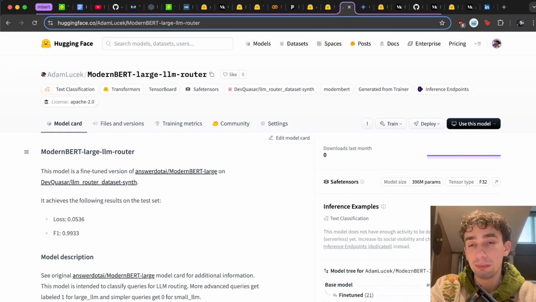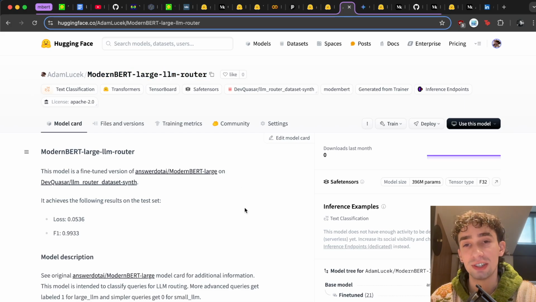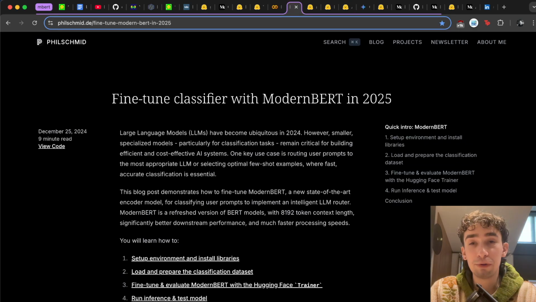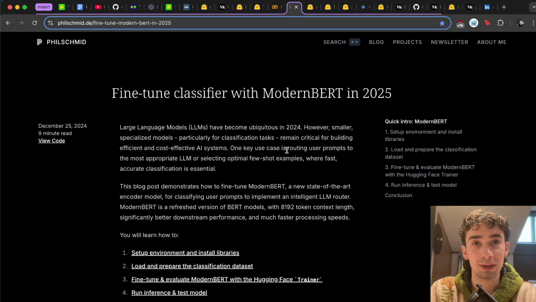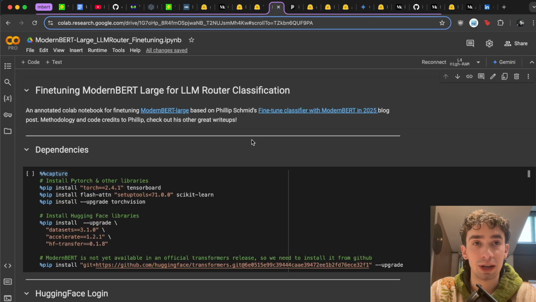On that topic of using, let's actually show how you can fine tune ModernBERT for a classification task. I've gone through and trained their large version for language model routing, essentially taking in a query and returning back whether a small language model or a large language model should be able to answer it. Before I start, I would like to give full credit to Philip Schmid here, who is an incredible machine learning researcher and I believe employee at Hugging Face, who put out this blog, Fine Tune Classifier with ModernBERT in 2025, where pretty much most of the code and methodology for what I'm about to demonstrate comes from.